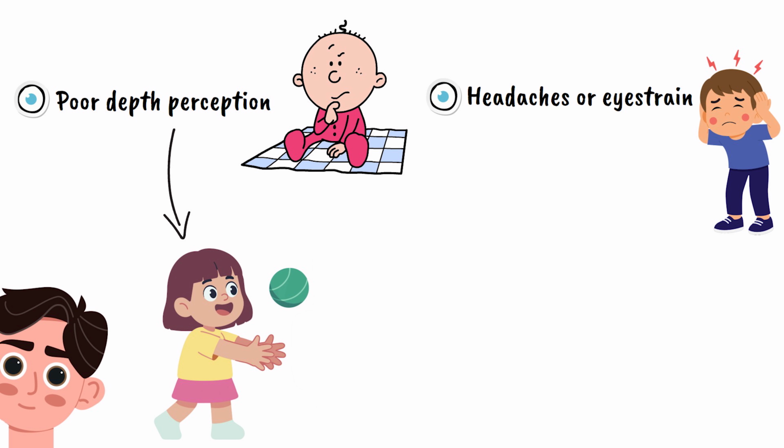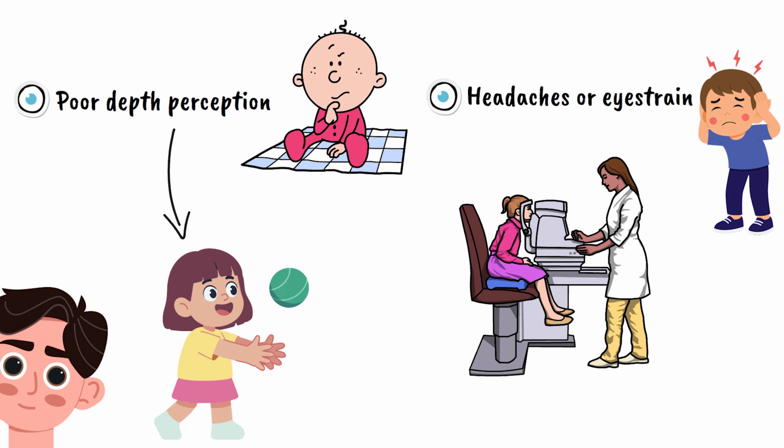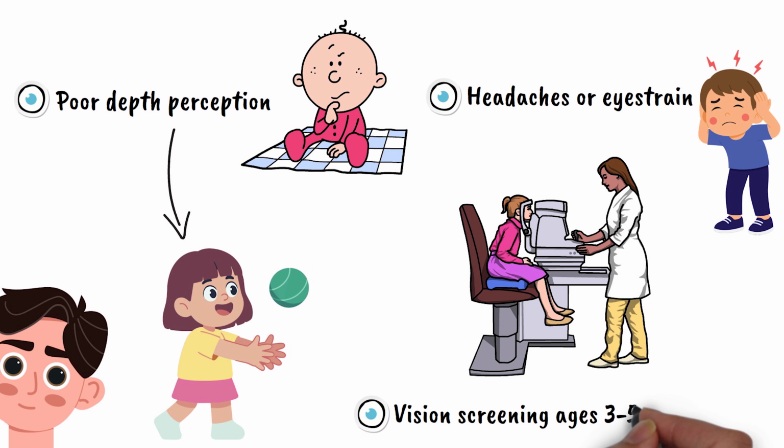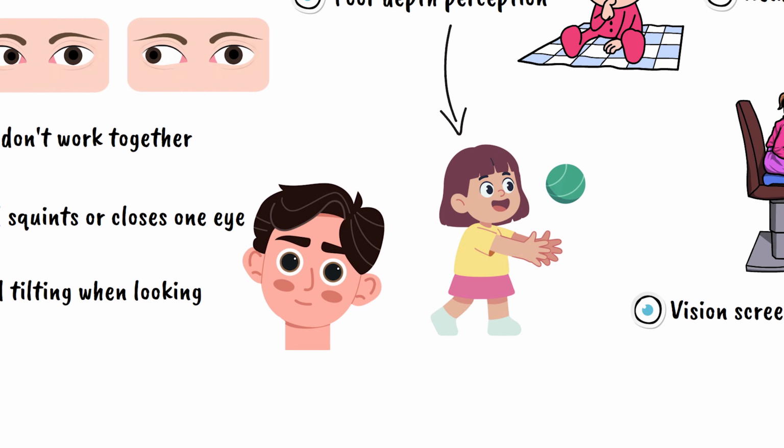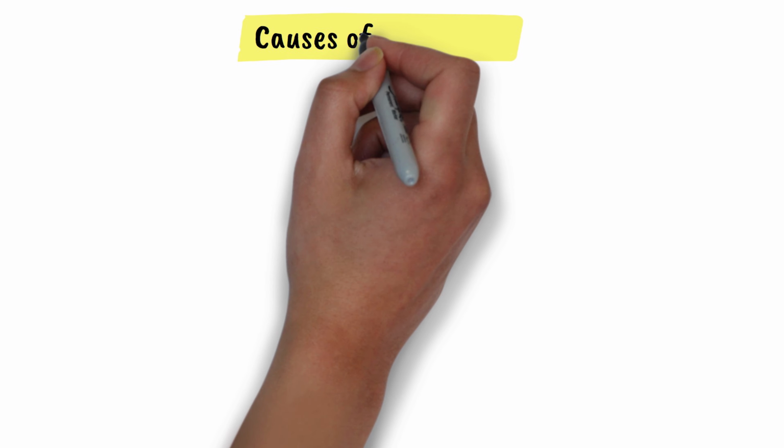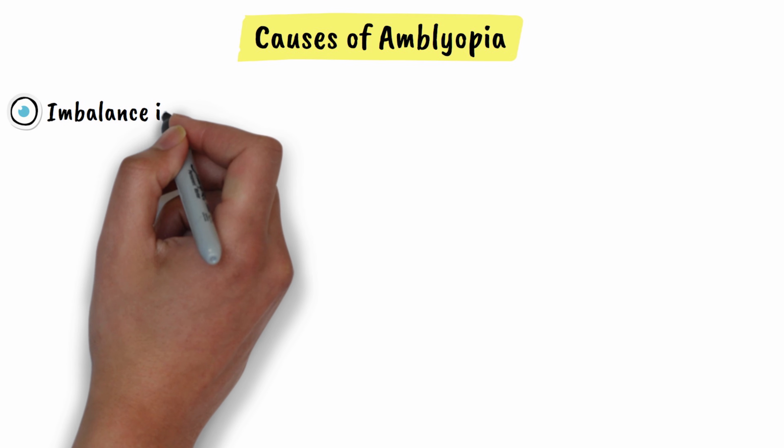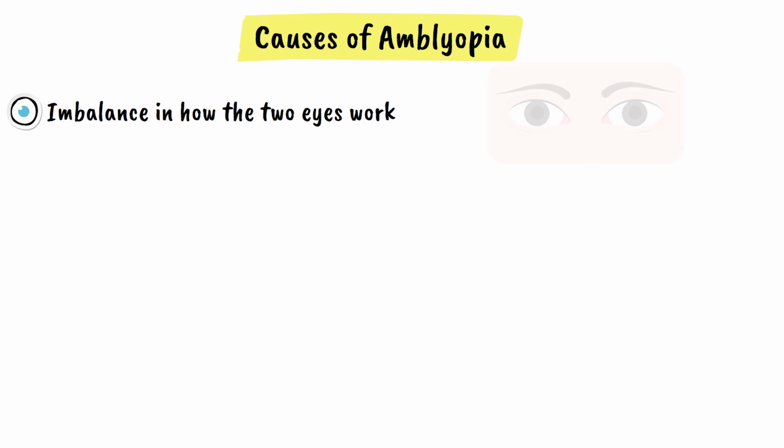In many cases, parents don't notice symptoms, and amblyopia is discovered during a routine eye exam. That's why vision screening is important for all children between ages 3 and 5. But what causes amblyopia? Amblyopia develops when there's an imbalance in how the two eyes work during early childhood. There are 3 main causes.